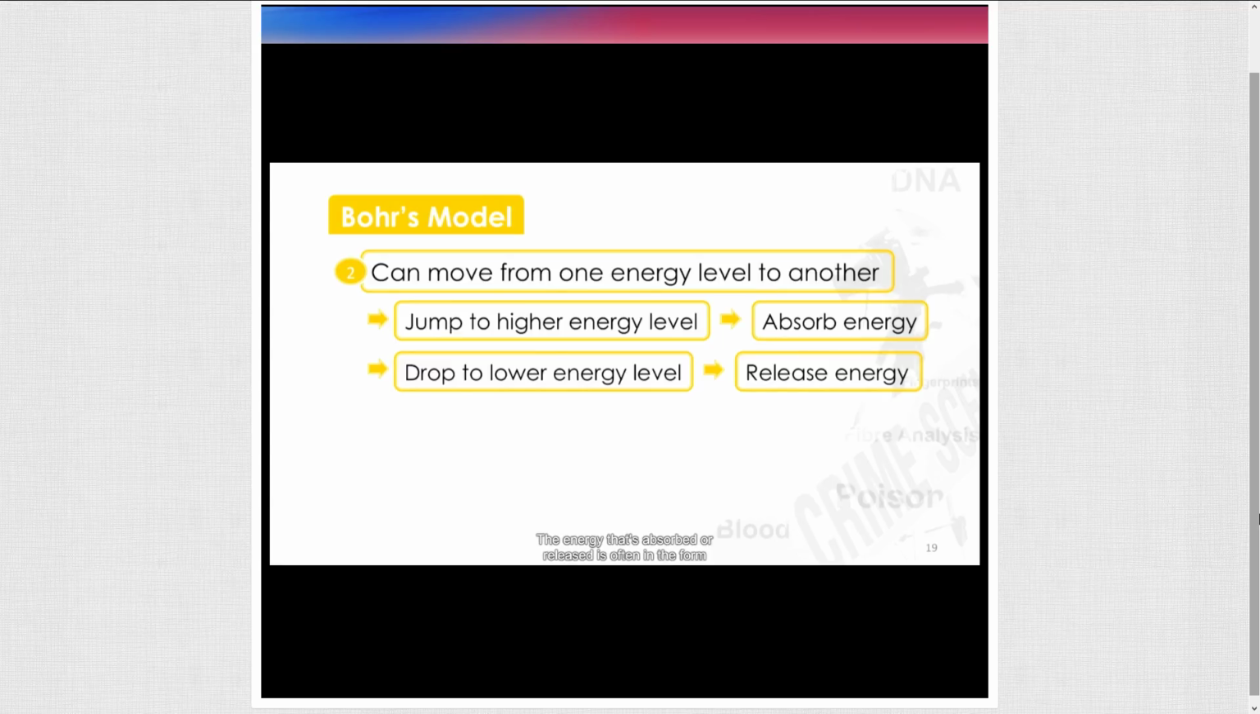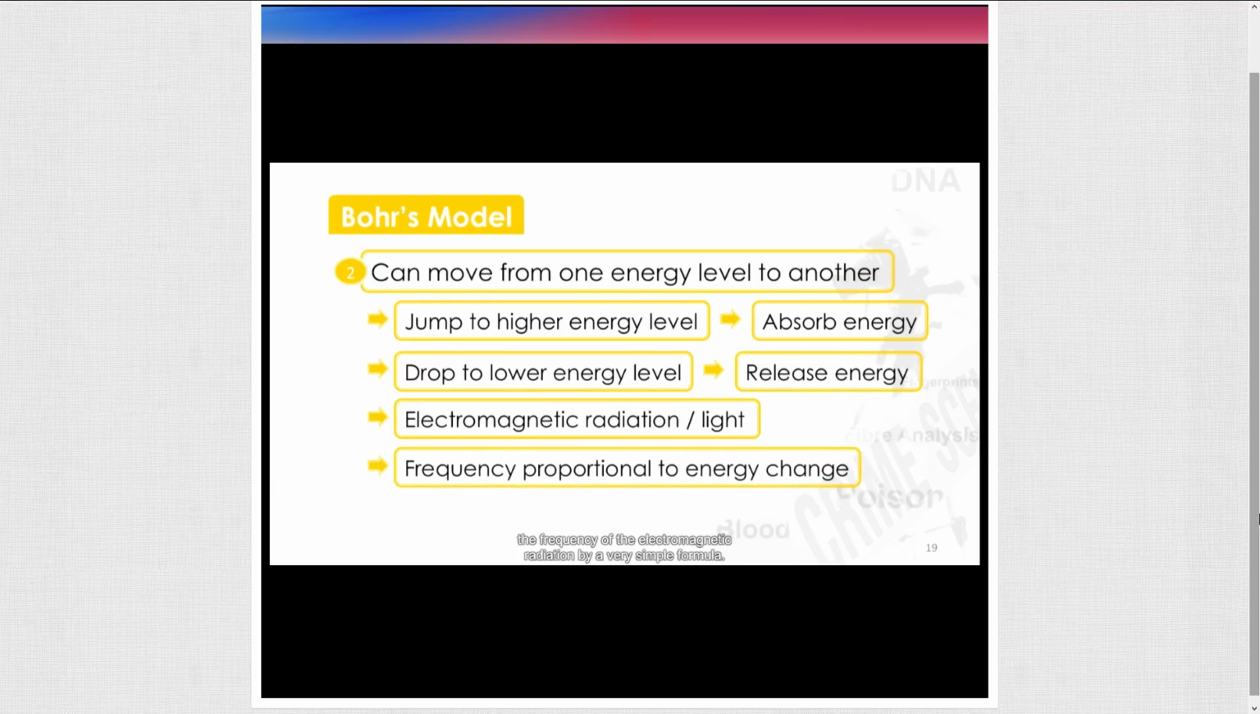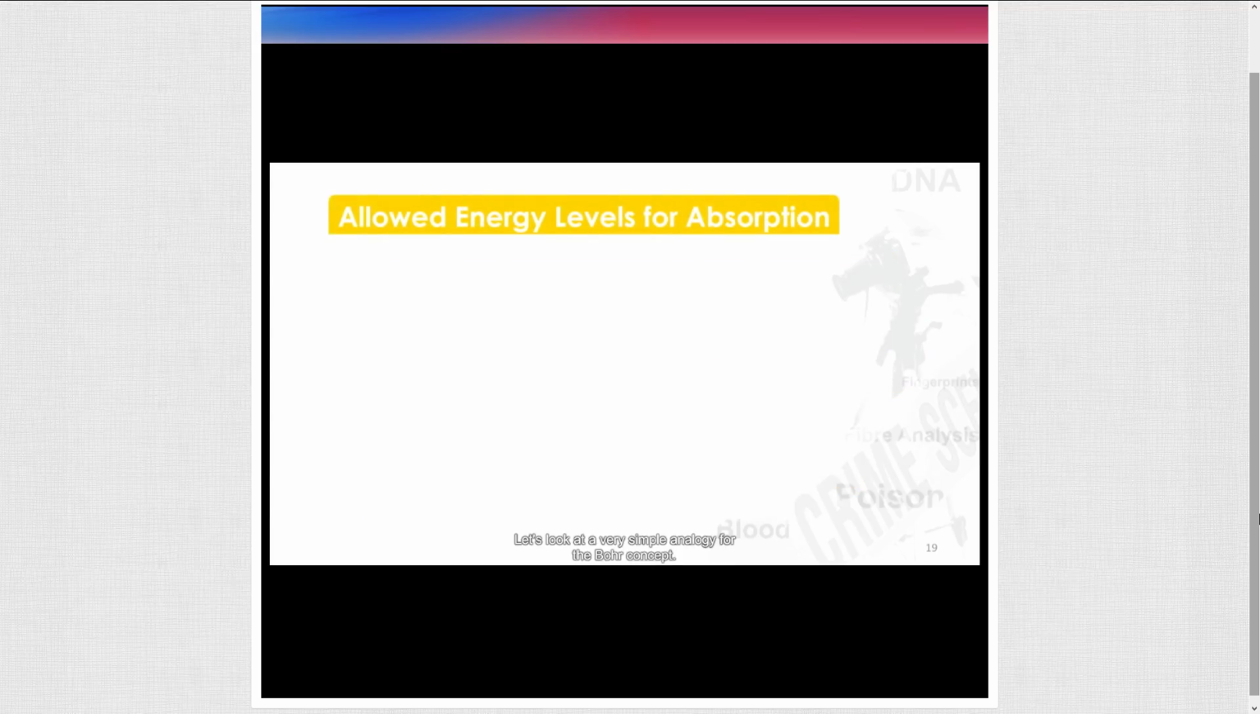The energy that's absorbed or released is often in the form of electromagnetic radiation, and sometimes in the form of light itself. Now, the amount of energy that's absorbed or released must match exactly the difference between two energy levels. And according to the de Broglie equation, that energy is linked to the frequency of the electromagnetic radiation by a very simple formula. And if we're talking about visible light, then of course the color of that visible light is dictated by the frequency. Let's look at a very simple analogy for the Bohr concept.